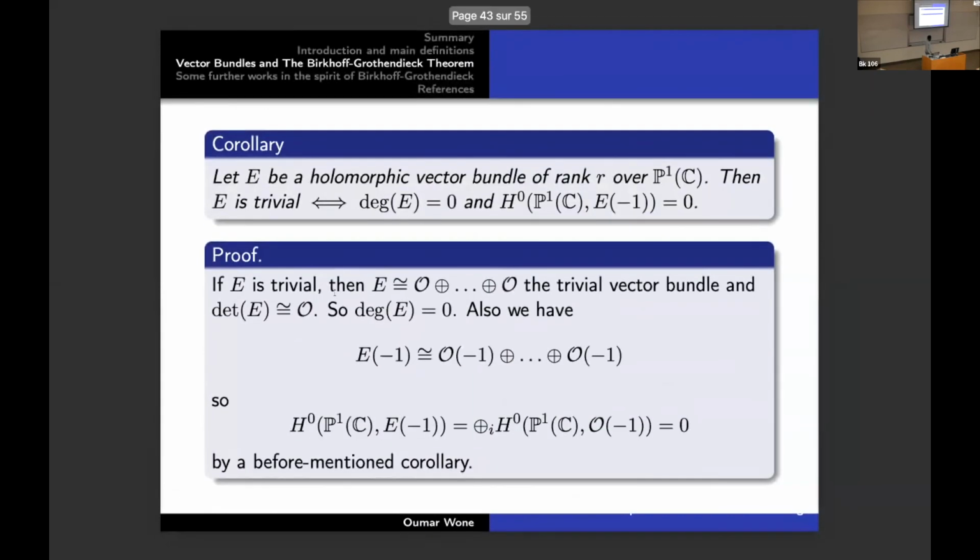So one direction: if E is trivial, it means that E is this direct sum. So the determinant of E is O. Then by definition, the degree of E is 0. And we have E(-1) equals this direct sum. So the space of sections is equal to this direct sum, and it is 0 since the line bundle O(-1) has negative degree, so its space of sections is 0.